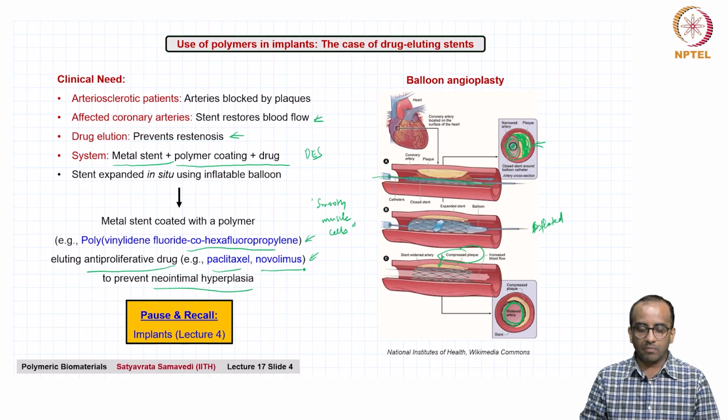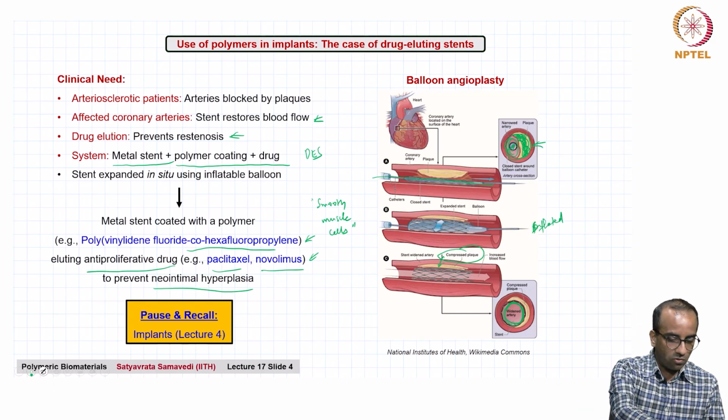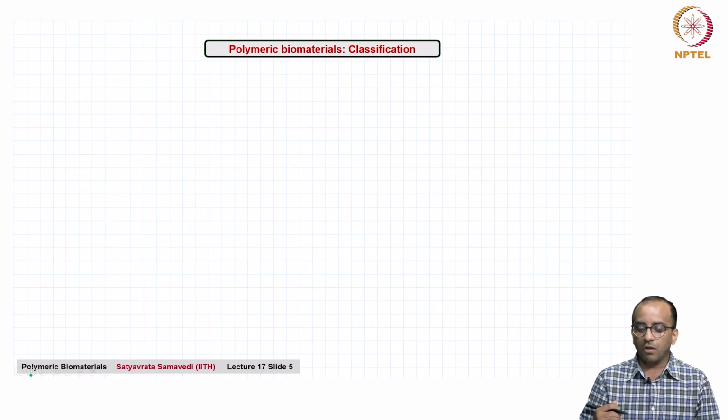Now, with that background being set, we will now move on to looking at biomaterial classification, and this is again to take stock of where we stand in the course with regard to our understanding of polymeric biomaterials based on how they can be classified.